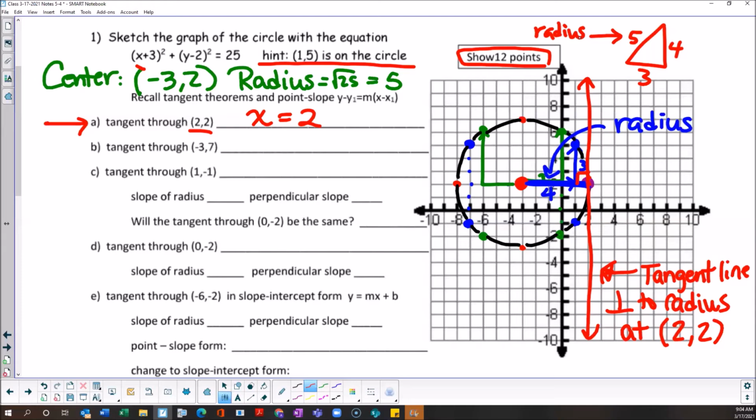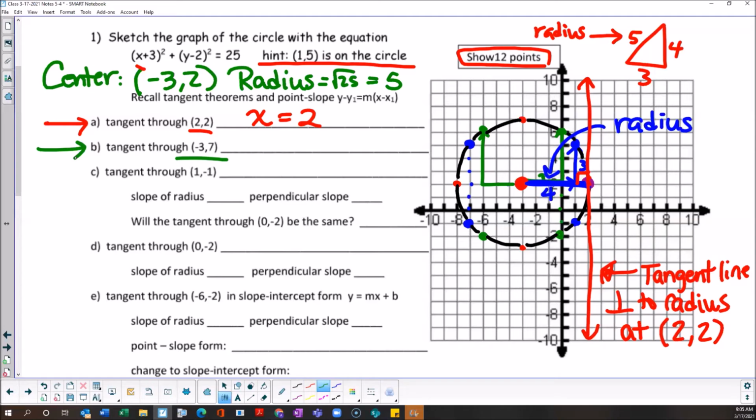So are we good with how we got the red line that's tangent and how we got the equation of that line? We're good here? Are you guys good? Okay, so next one, let's do tangent through -3. We'll do B, -3, 7.